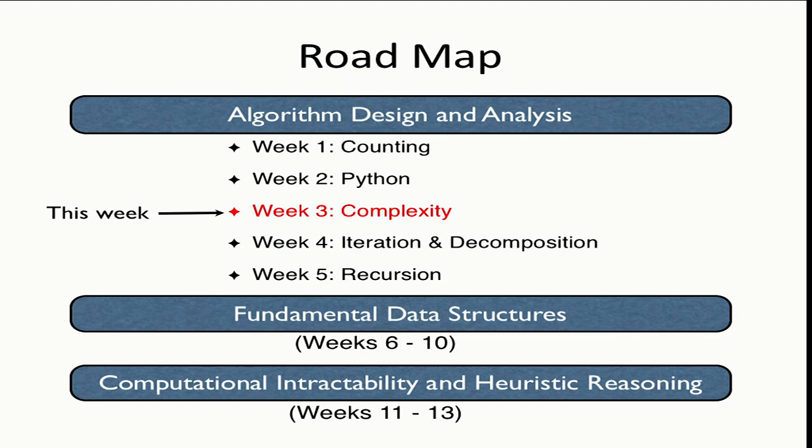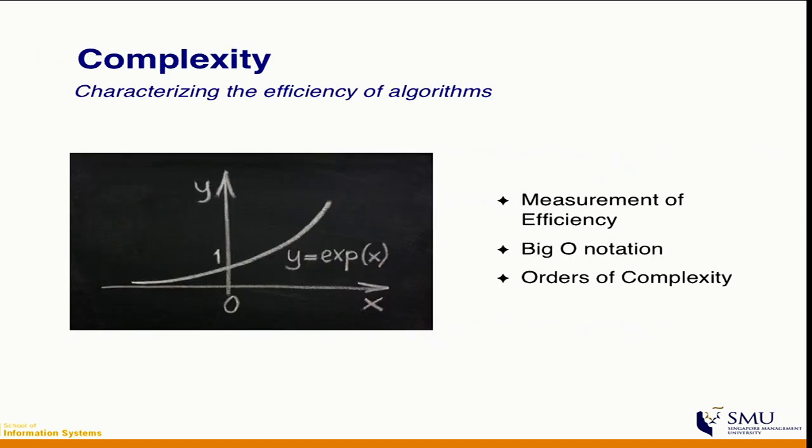To talk about counting in the first place is actually to lead to complexity. Complexity is what we care about. Now, what is complexity? Complexity itself is a way for us to characterize the difficulty of a problem as well as the performance of an algorithm. Now, what do we actually mean?